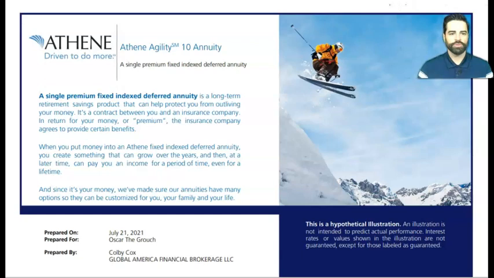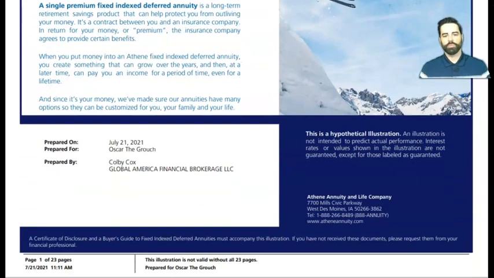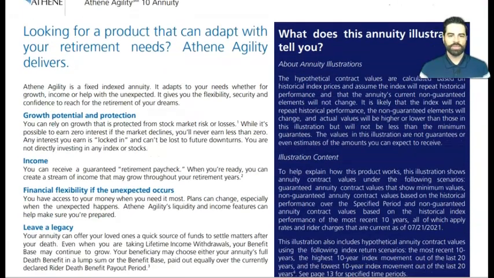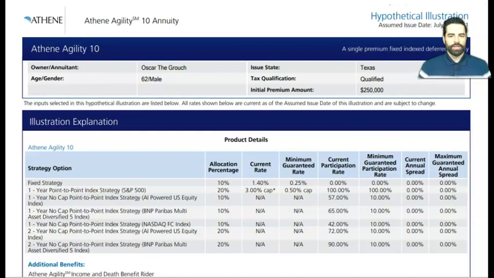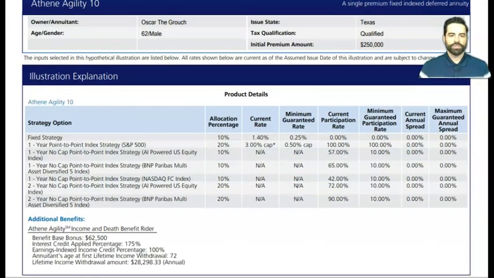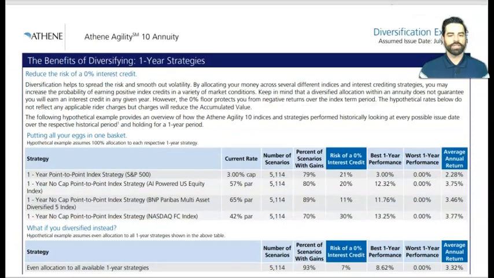Here's the actual illustration. The first page is Athene, what product it is, who it's prepared for, and prepared by. The second page looks at Athene in general. The next page is the illustration explanation on the strategies, telling you what the cap is, what the participation rates are, and things like that. We scroll down to the next one.